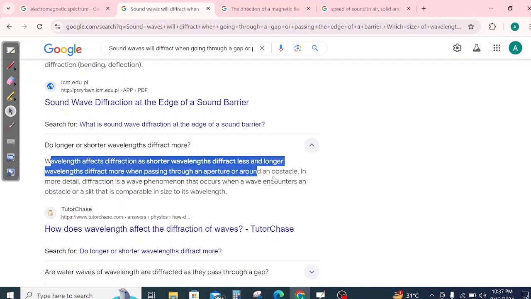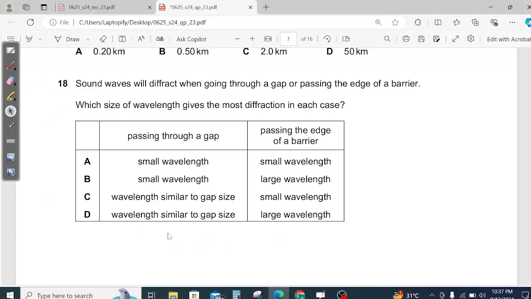obstacle. It means if you use a longer wavelength sound wave, your diffraction will be greater. But on the other hand, if you use a shorter wavelength signal, then it will diffract less. So look at the options. We have two options, A and B, that have smaller wavelength, so we will not use smaller wavelength because you have to find the most diffraction in each case. One more thing, diffraction only happens if the gap between the obstacle is comparable to the incident wave.